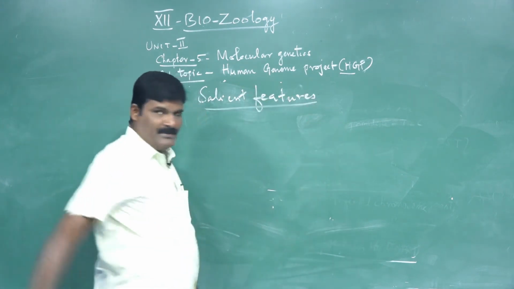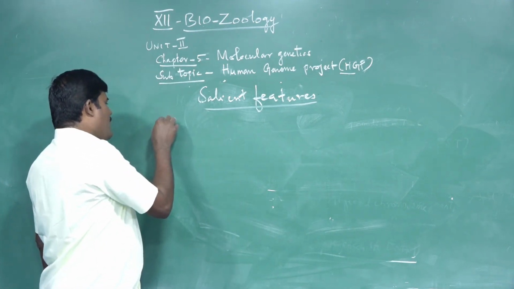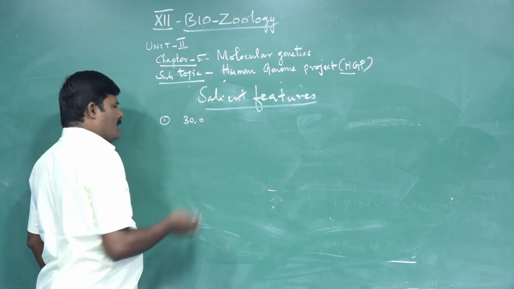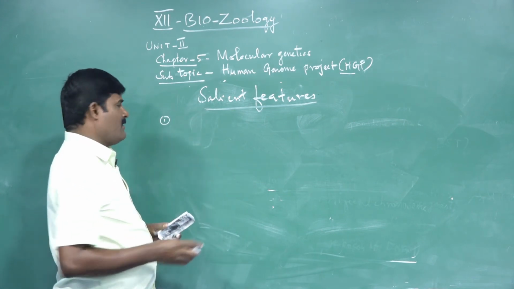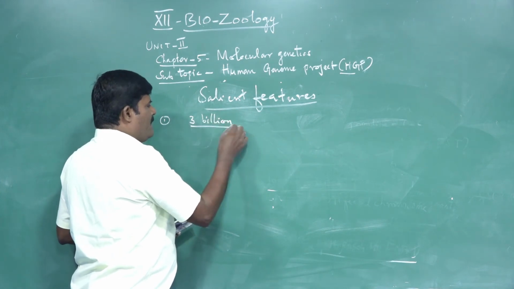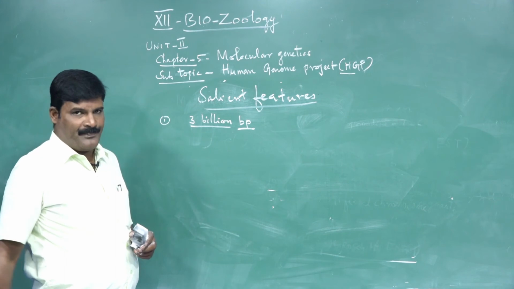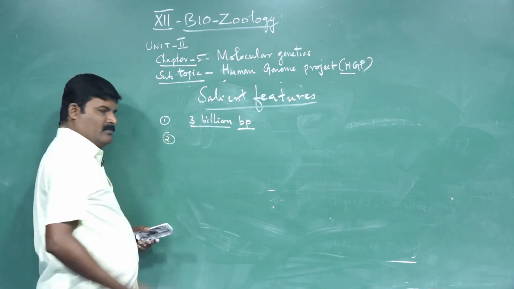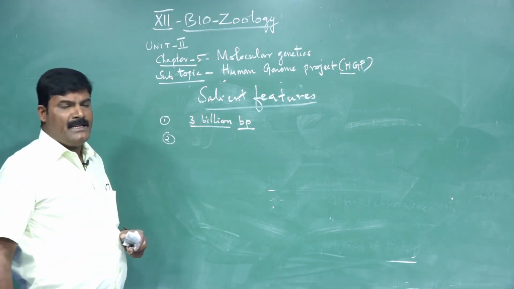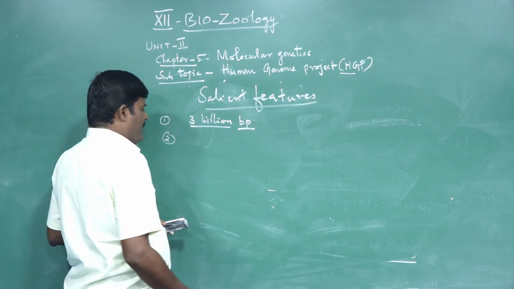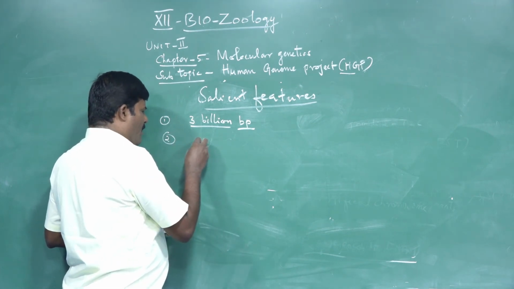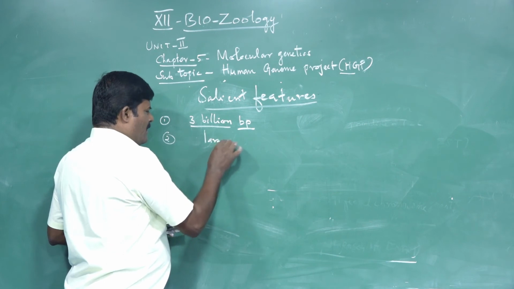Salient features of HGP. The HGP is used to identify all the genes. Already I told you the total number of genes is 30,000. How many nucleotide base pairs are there? There are 3 billion base pairs, to be identified in organisms. The second goal: the average gene consists of 3,000 base pairs.